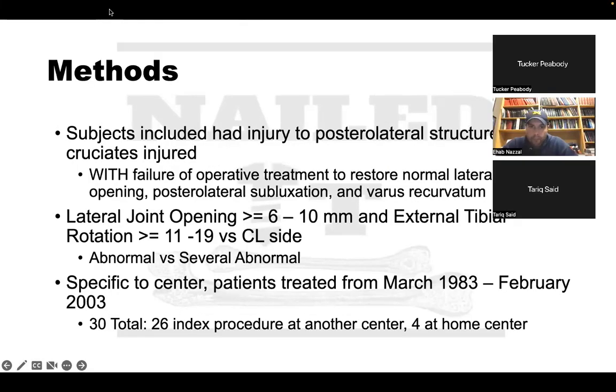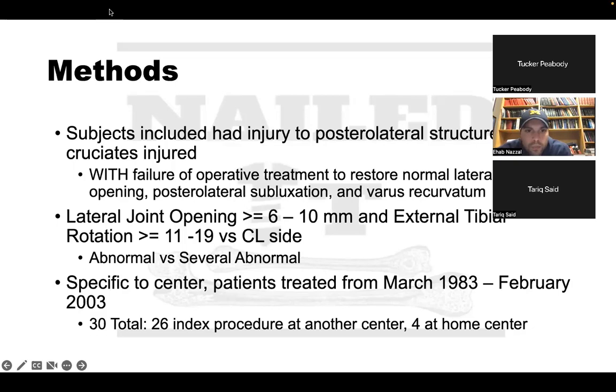All right, so in terms of subjects, they all had injury to their PLC. They all had cruciates injured, whether it was the ACL, PCL, or both. And then they all had operative treatment performed that failed to actually restore their normal knee anatomy. They were still subluxing, some of them, and some of them even had some varus recurvatum.